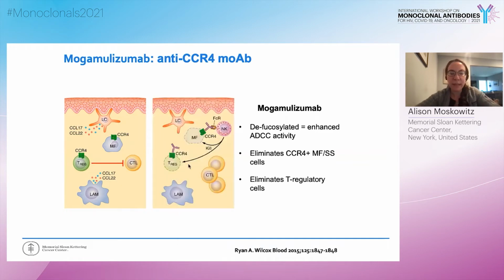But interestingly, CCR4 is also expressed on normal T regulatory cells. So this monoclonal antibody also leads to elimination of T regulatory cells. As a result, this monoclonal antibody really has a dual function in that it can attack the tumor cells, but also induce an anti-tumor immune response by reducing circulating T regulatory cells.